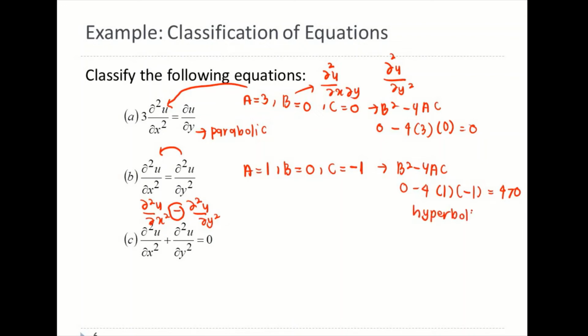For the third equation here, A is 1, B is 0, and C equals 1. When we substitute into b squared minus 4ac, we get 0 minus 4 multiplied by 1 multiplied by 1, so we get negative 4. Therefore, this equation is elliptic.